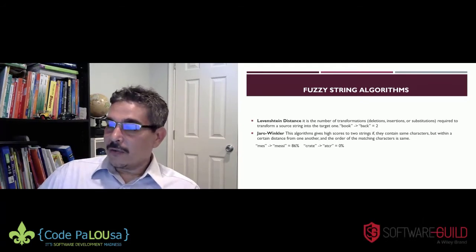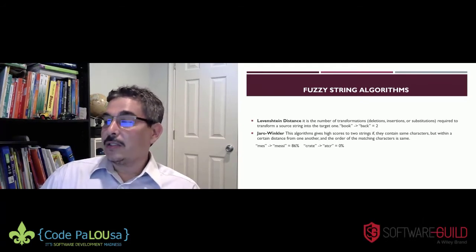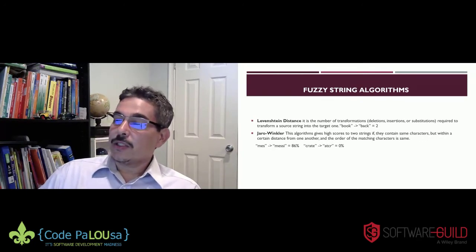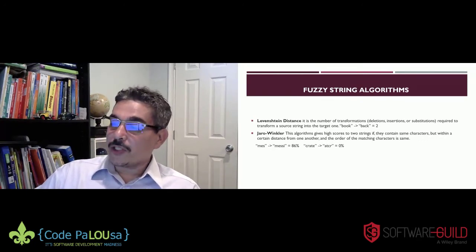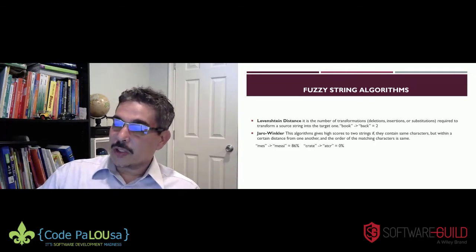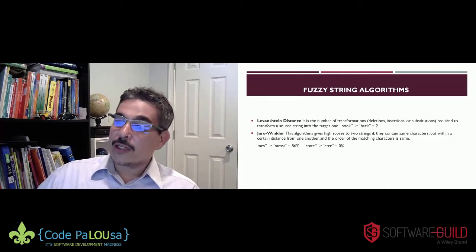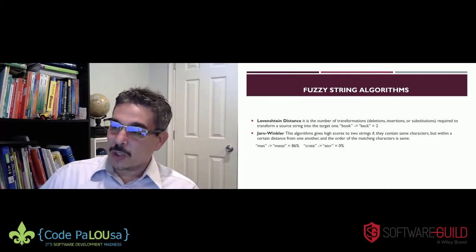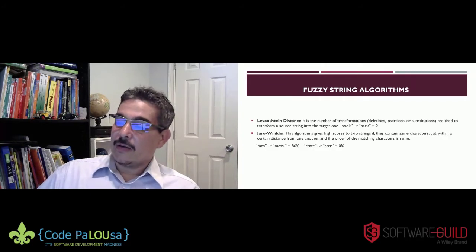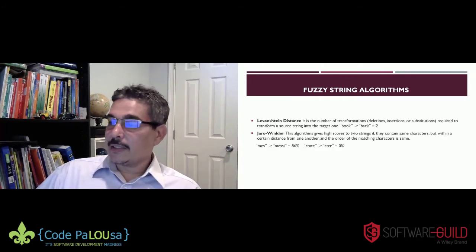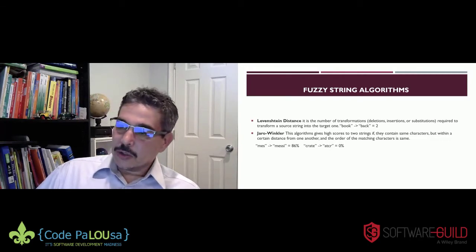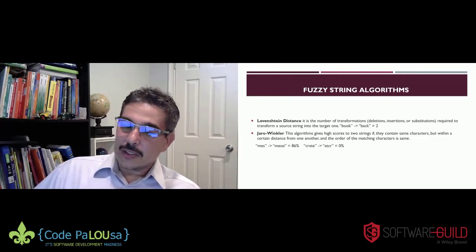Why? Because all three letters that match are at the front of the string. And if you look at create and actor, they are very different, a lot different, because the first three letters in the source and the target are a huge difference. So the position in Jaro-Winkler is very important to figure out the matching and mismatching. It depends on the position and how many characters differ.